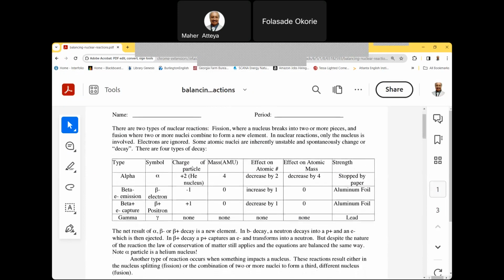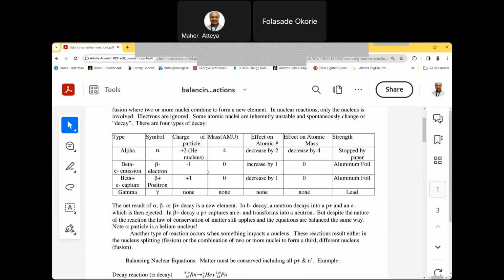Okay, so what type of reaction here we have? We said we have the main reactions. We have the decays, and the decays are alpha, beta, gamma, proton, neutron, and positron. Those 6. Those are the decays. But how many types we have? We have 2 types: fission and fusion.